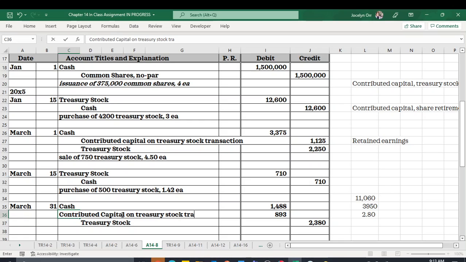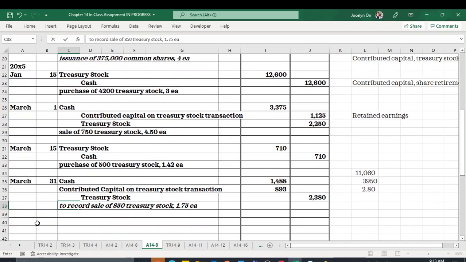this account to cover the $893 difference. Okay? If this amount was greater than our balance in contributed capital, then we would need to use retained earnings as well. And this is to record our sale of 850 treasury stock at $1.75 each.